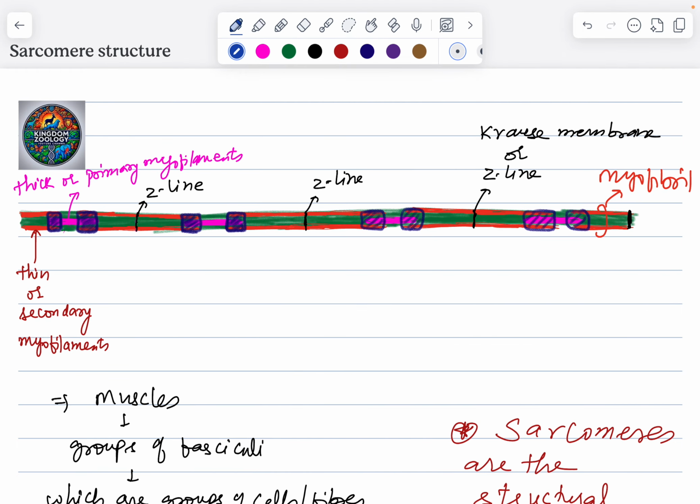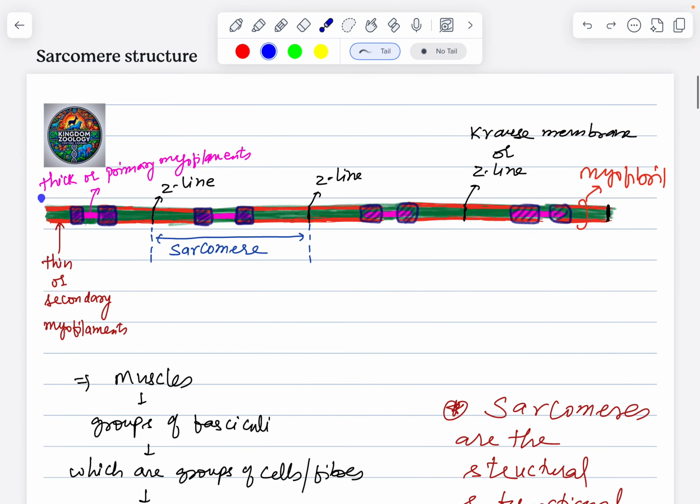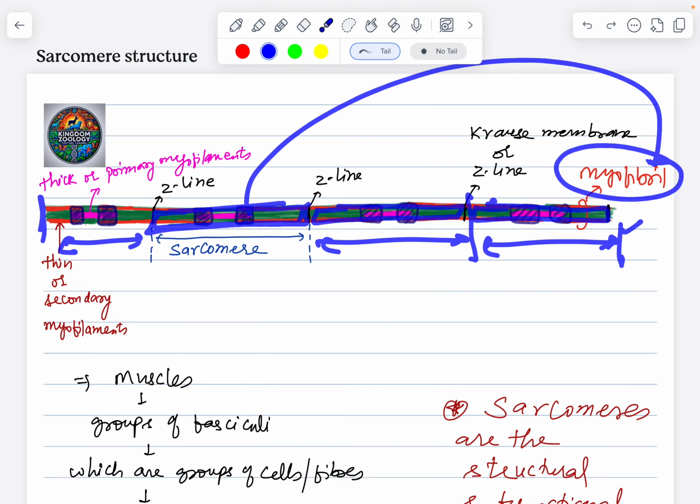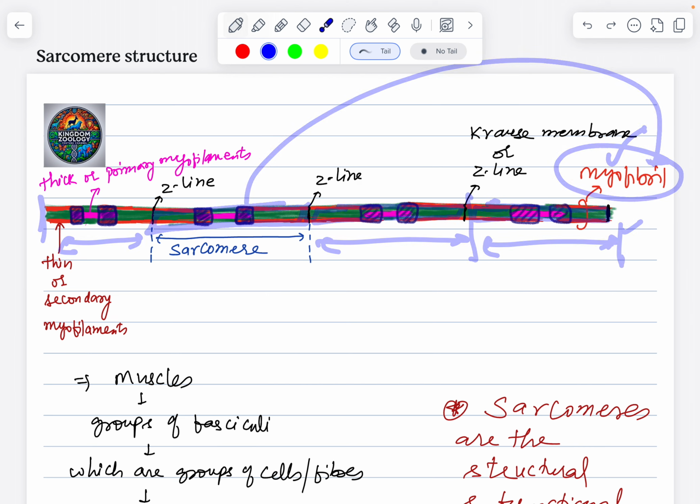The area between two successive Z lines, what is this called? This is a sarcomere. If there is another Z line somewhere over here, that's another sarcomere. This is one more sarcomere. This is one more sarcomere. So now tell me, can I say that sarcomere is a repeating structural unit of the myofibril? Yes, it is, because you take one sarcomere, second sarcomere, third sarcomere, connect them to each other. What do you get? The entire myofibril.